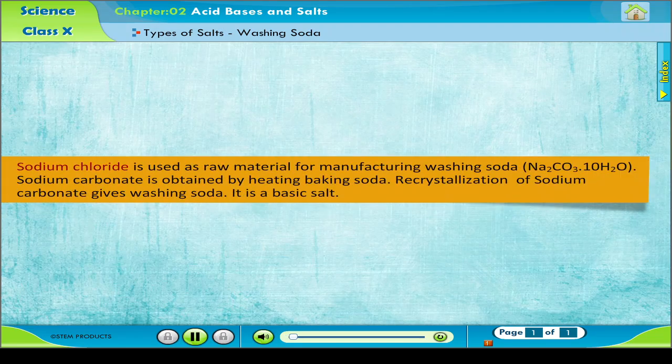Sodium chloride is used as raw material for manufacturing washing soda, Na2CO3 into 10H2O. Sodium carbonate is obtained by heating baking soda. Recrystallization of sodium carbonate gives washing soda. It is a basic salt.